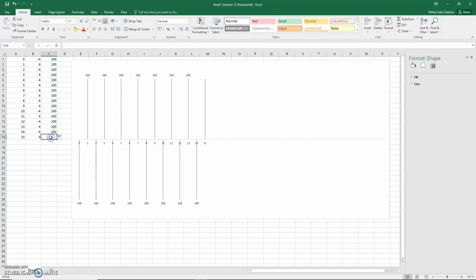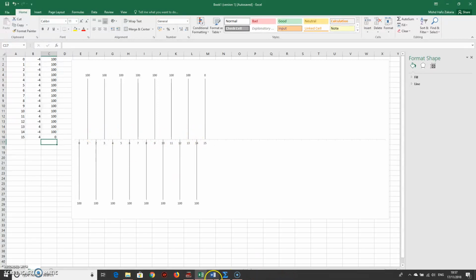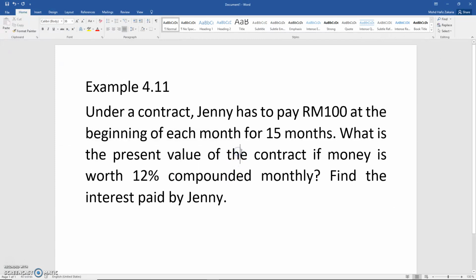But for the 15th period, we put 0 because it has already been paid at the beginning of the 15th period, which is the end of the 14th period. Basically, the payment is like this. So when it is like this, one thing you need to realize is that, just like other questions, we want to find the present value.